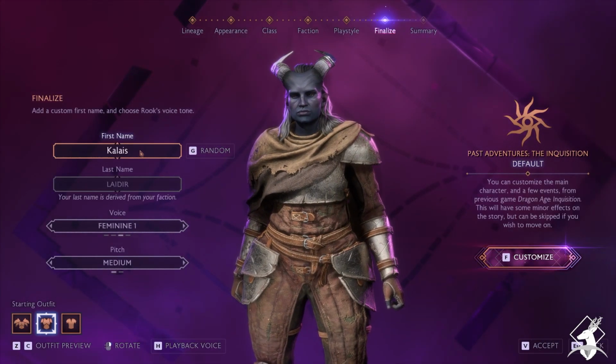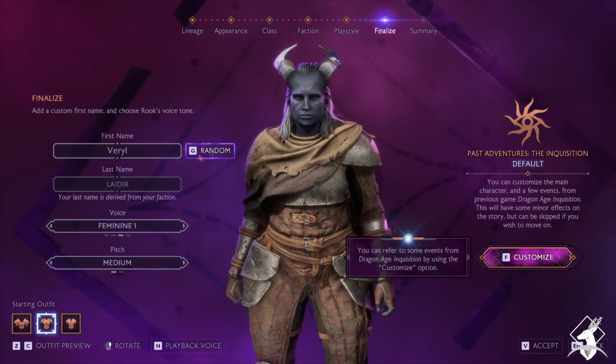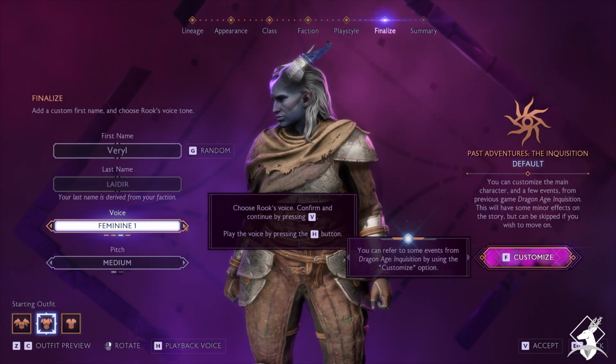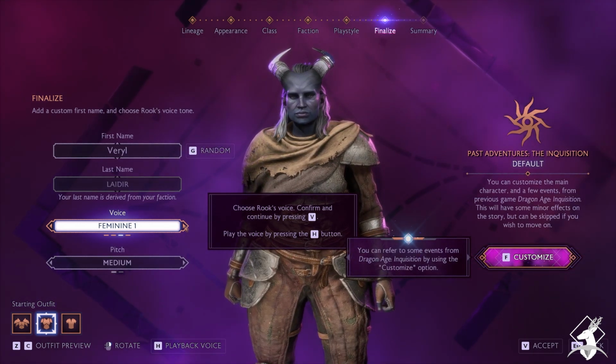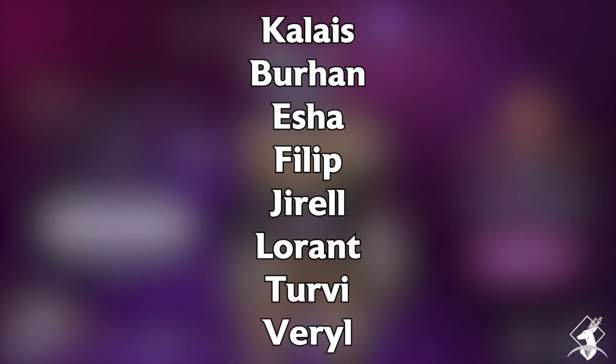Now, longtime Dragon Age fans will notice that I have withheld the default first names for Rook. Sort of. See, unlike past games where each origin or race has a default name, Veilguard instead chooses to randomize the first name. Here are just a few of the names that I generated with my time in the character creator.